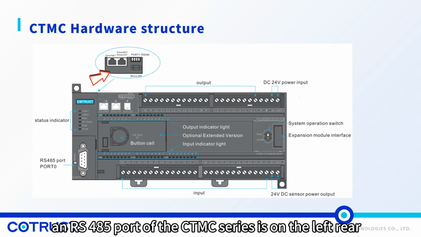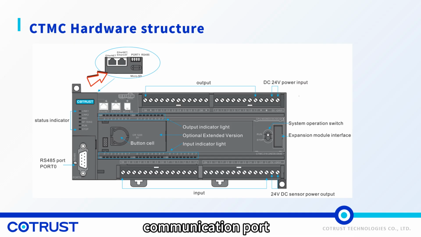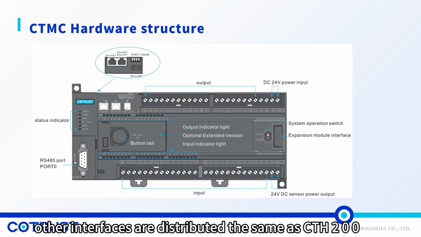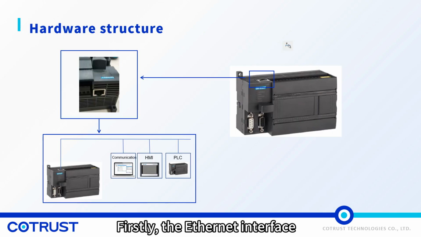An RS-485 port of the CTMC series is on the left rear, and the M226CS will have an additional EtherCAT communication port. Other interfaces are distributed the same as CTH200. Firstly, the Ethernet interface.